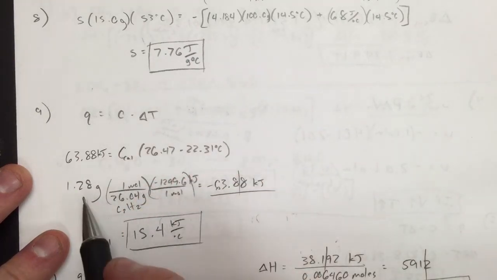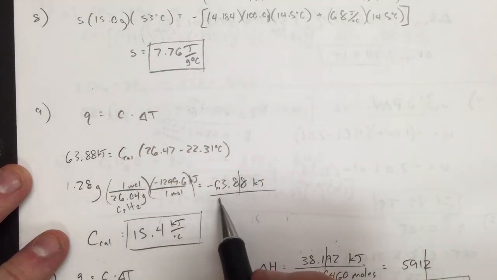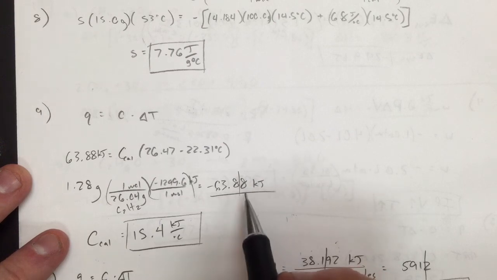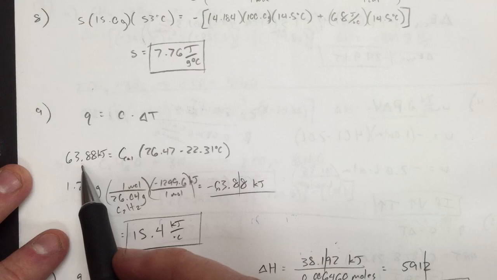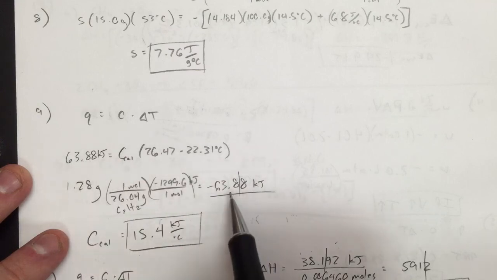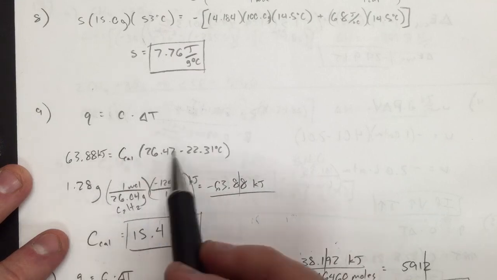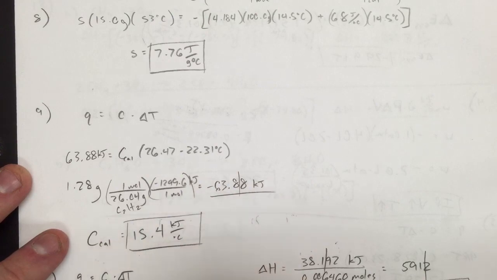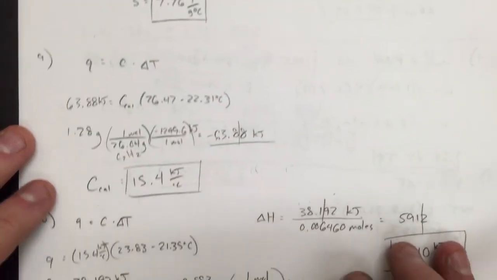And then we know the delta H, so we multiply and divide, and we get negative 63.88 kilojoules. Well, that's how much the acetylene released, which means that that's how much the calorimeter absorbed. So that's why this is a negative and that's a positive. And so then we solve for C for the calorimeter, and we get 15.4 kilojoules per degree C.